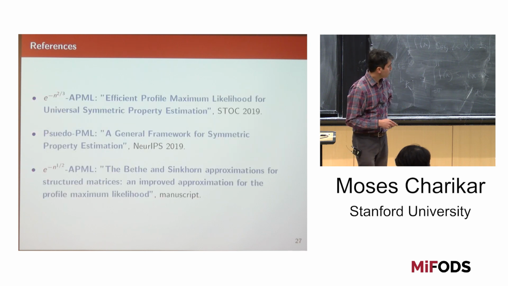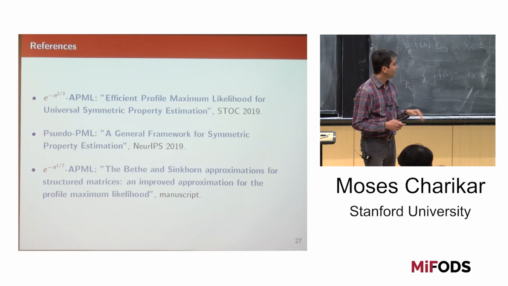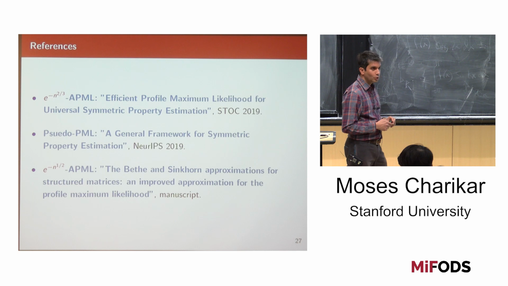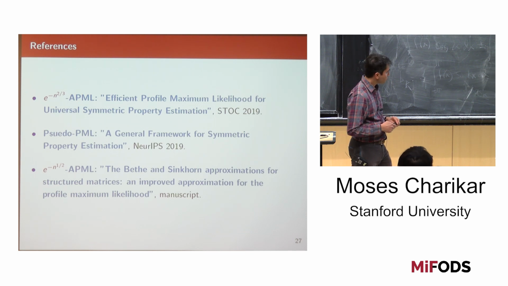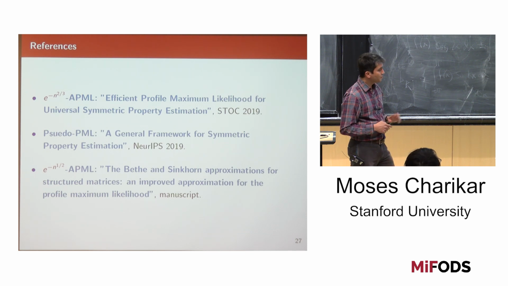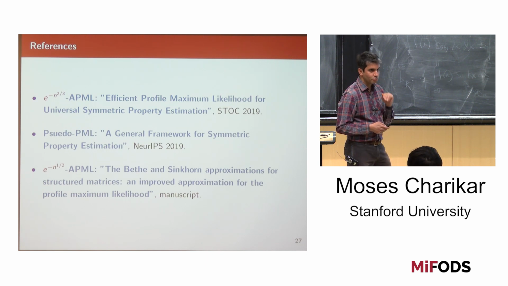Okay. All right. So in case you want to follow up on any of these things that I mentioned, the first paper where we got this exponential and e to the 2/3 approximation appeared in STOC earlier this year. This paper on pseudo PML will appear in NeurIPS 2019. And the last paper, that I spent the bulk of the latter half of the talk on, is still in manuscript form, and we hope to have it on the archive sometime soon.